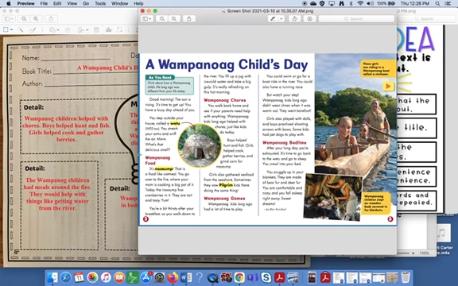Then I went back over here and said I need a detail. What's Wampanoag food all about? Oh, that's right. The Wampanoag children had meals around the fire. They would help with things like getting water from the river, because that's what they talk about as a really important part. The kids had to take care of that for themselves.